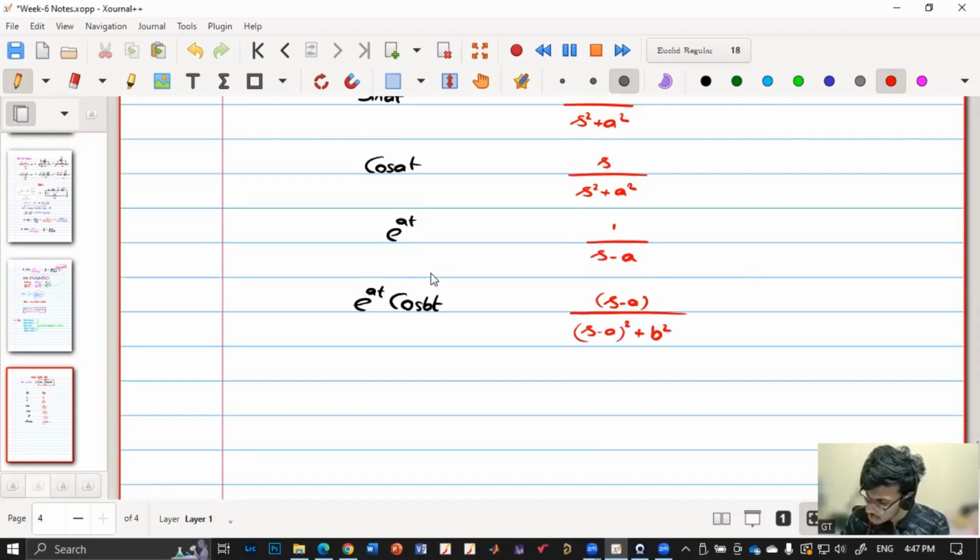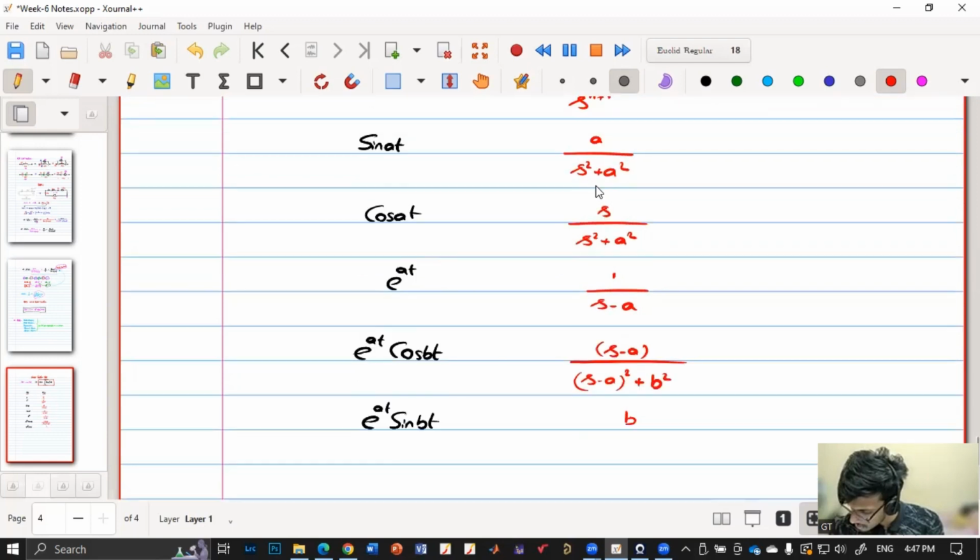Similarly, if we do the same for sine, we have e to the power at sine bt. Now we have to replace it by b, because the numerator is b here. So sine bt, the numerator is b and the denominator is s minus a whole square plus b square.